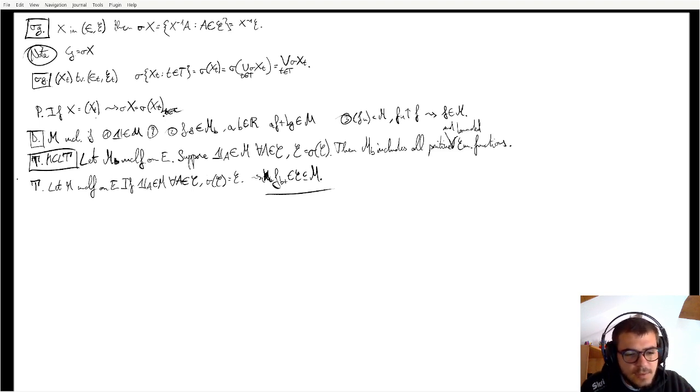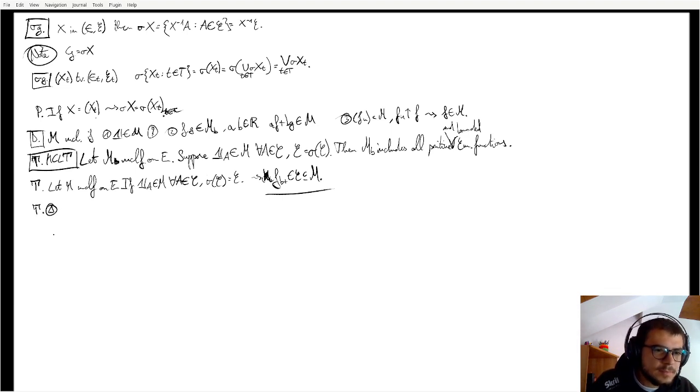And we will use this theorem to prove the next one, which is concerned with the representation of random variables measurable with respect to a sigma algebra generated by another random variable. Here it's called theorem delta. Let X be a random variable taking values in the space E.